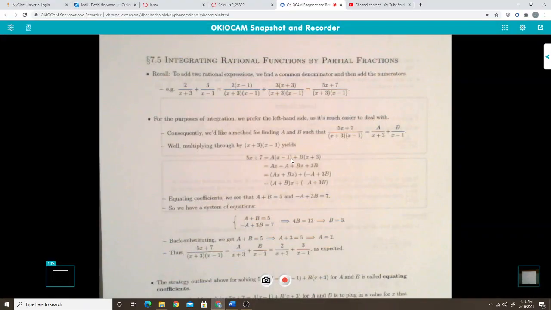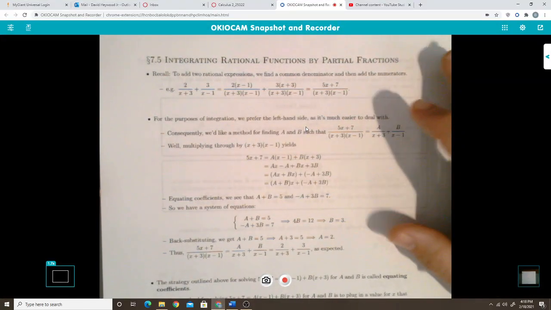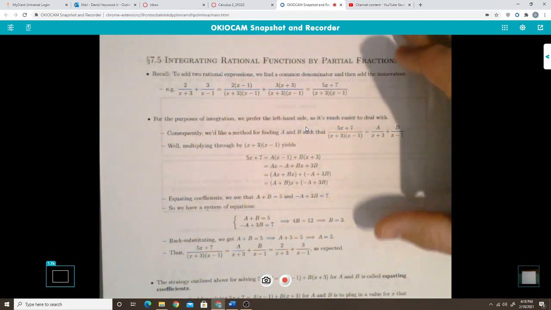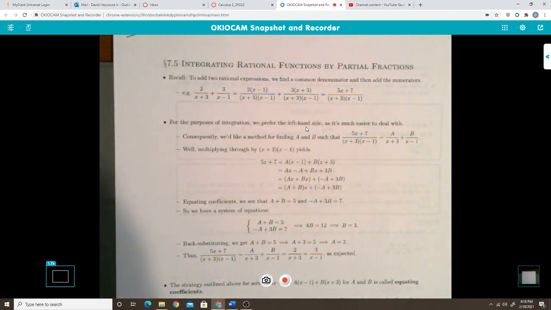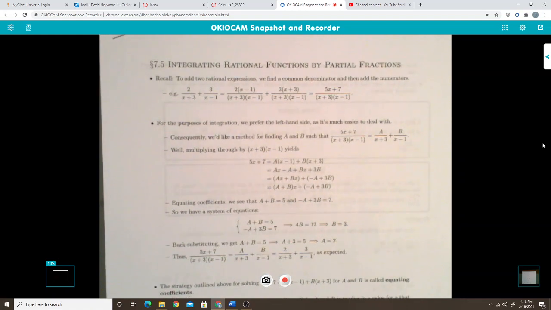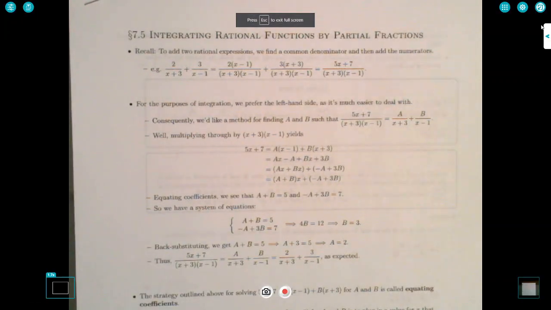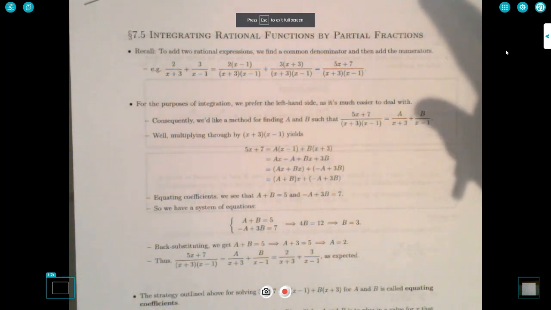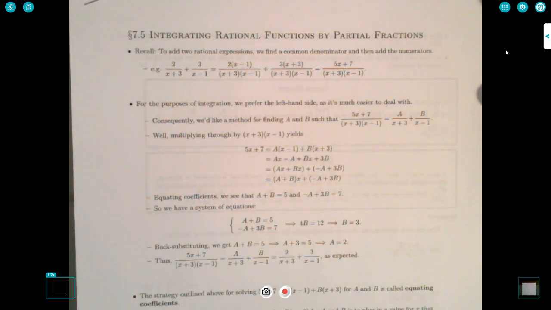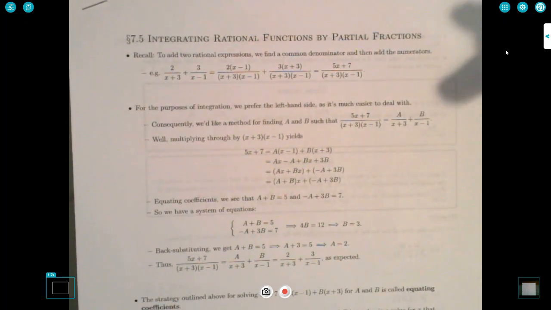Okay, so moving on to 7.5. 7.5 is all about integrating rational functions by partial fractions. And so I wanted to start with a brief review of partial fraction decomposition for those of you who are maybe unfamiliar with the technique. And then we'll look at, I think I have 5 examples prepared.